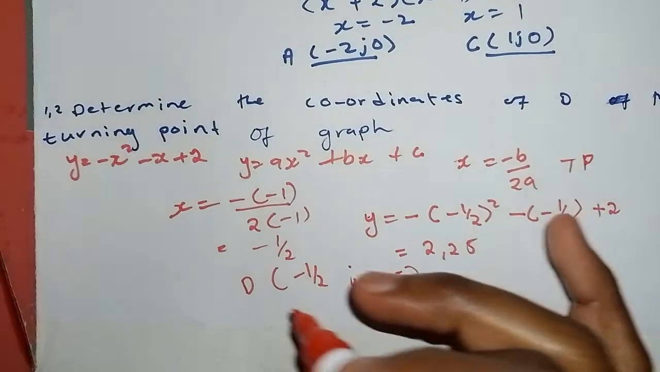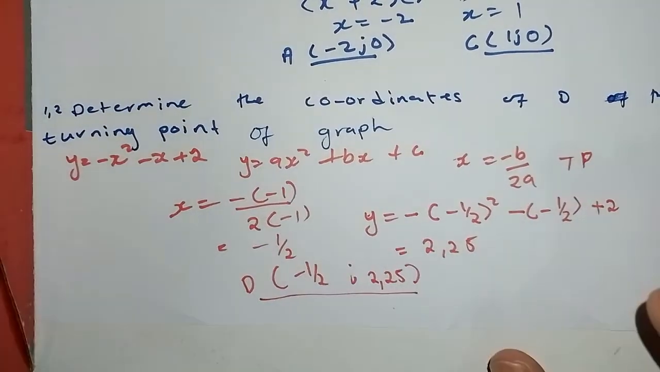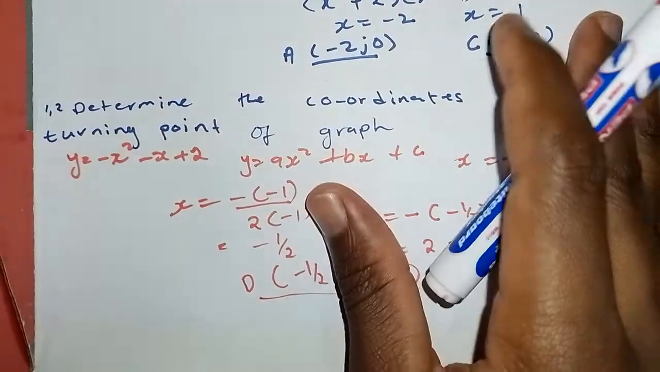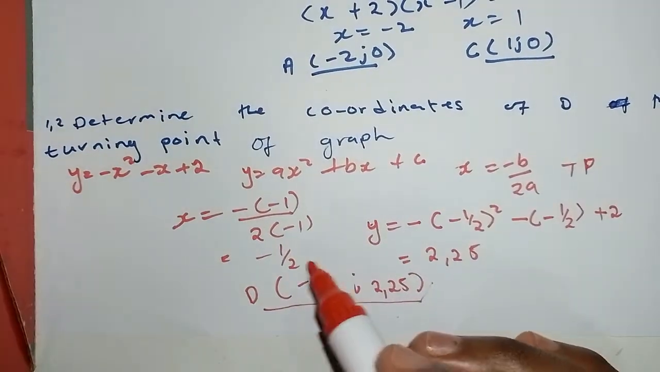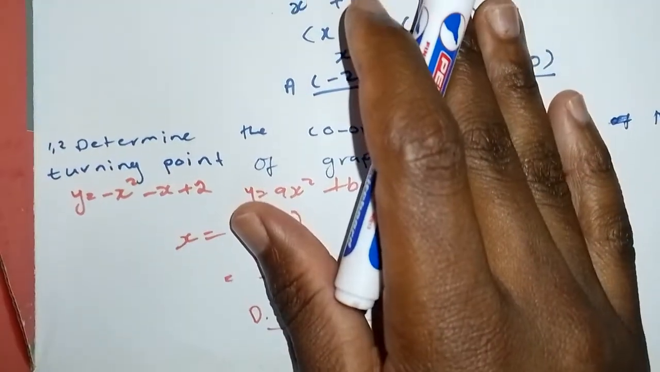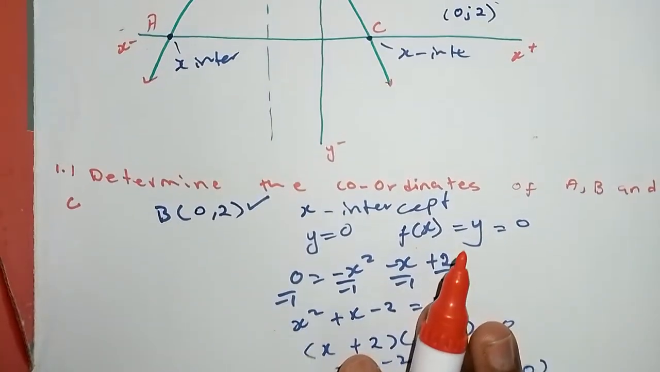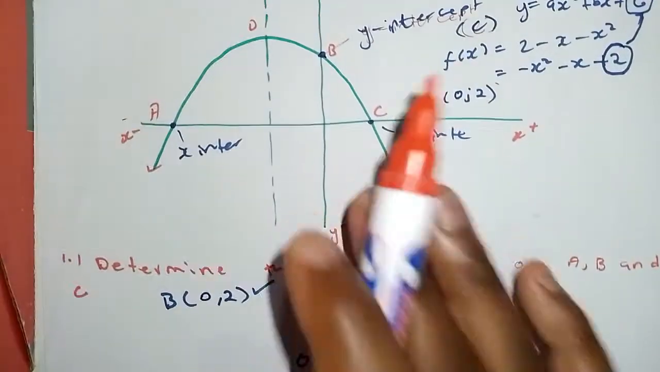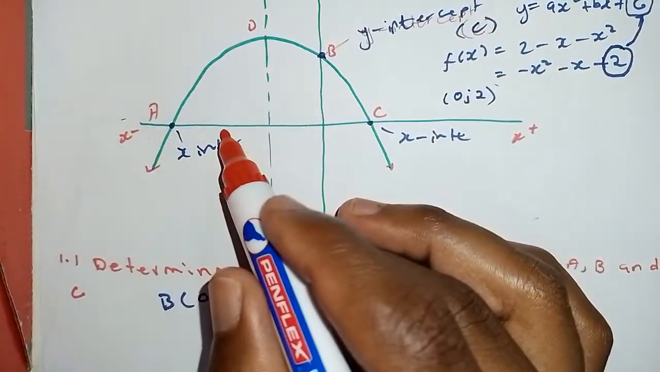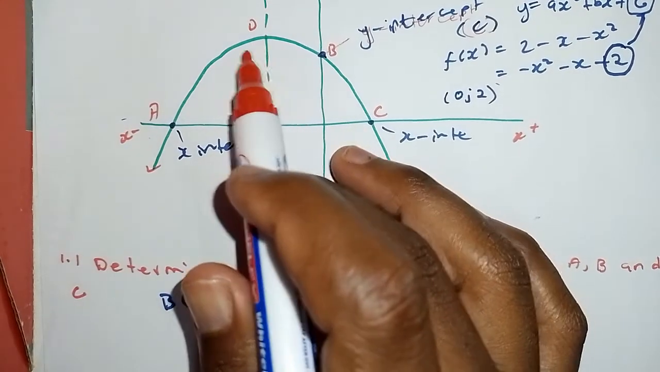But now let's check, are my coordinates correct? How do I check that? It means I need to get a negative x coordinate of D when I check my graph. If you can check, there is my D. It lies in the negative x-axis, right?